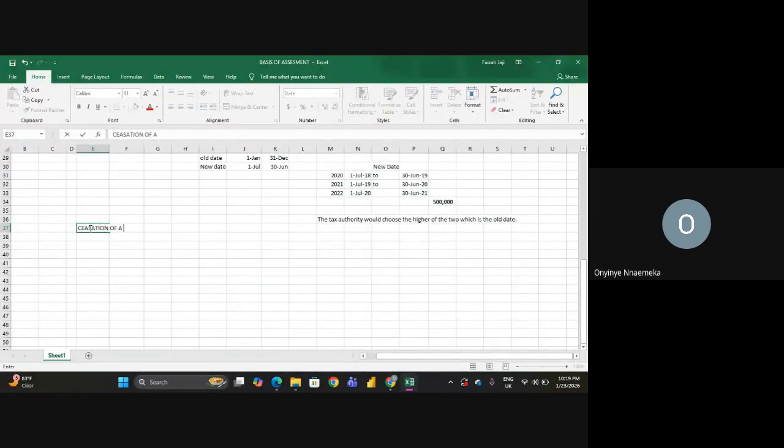Cessation of a business. So we are ceasing the business. Now the rule is saying that from the beginning of the accounting year to the date of cessation. If it's a January to December company, let's assume a January to December company ceased operation in March.